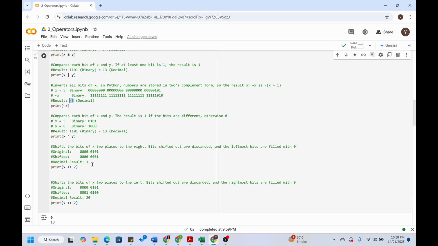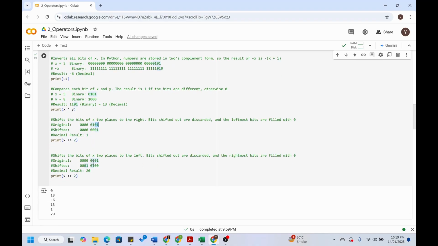Now you can see the result is 1 here, and for better clarity I have mentioned the original bits in the binary format also, and what it comes to after the shifting, that also I have mentioned over here. Why? Because if you are moving two digits in the right-hand direction, these two digits will be eliminated, 0 and 1, and that's why you are starting with 1 0 0 0 0 0 0 0. So in the decimal format it is coming 1.